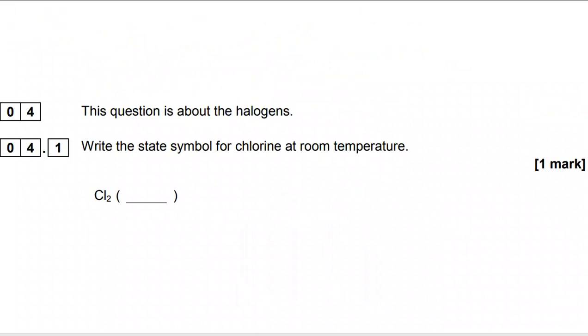Question is about halogens. What would the state symbol for chlorine be at room temperature? You have got to remember that chlorine exists as a gas. As you go down group 7, bromine would be a liquid, iodine is a solid. So they are changing state as you go down that group. It's a very important thing to remember.